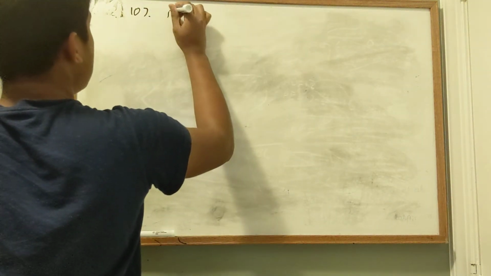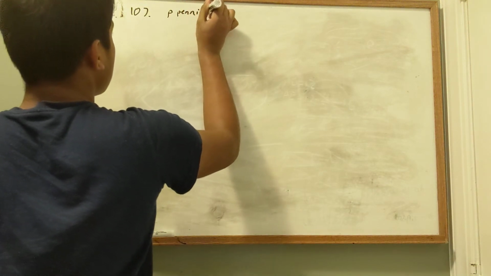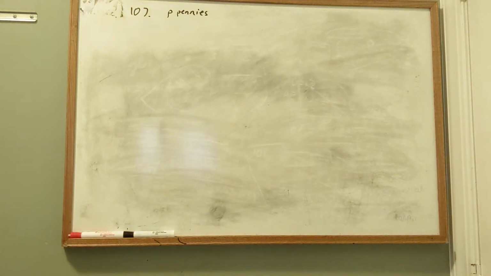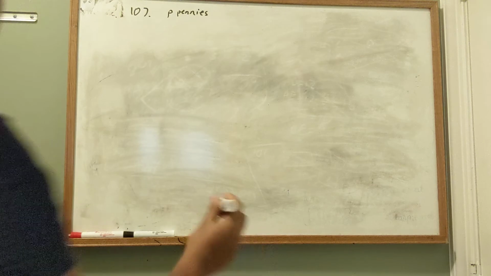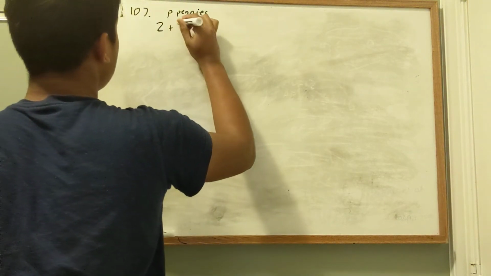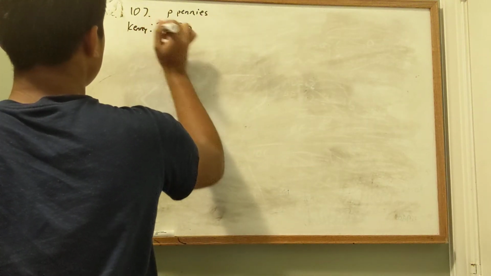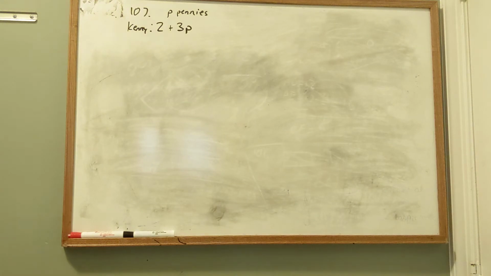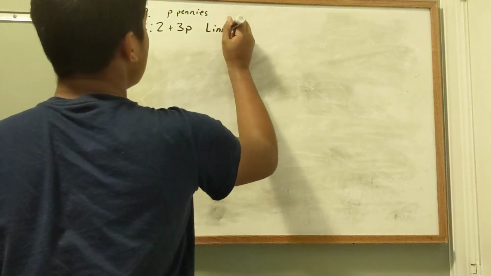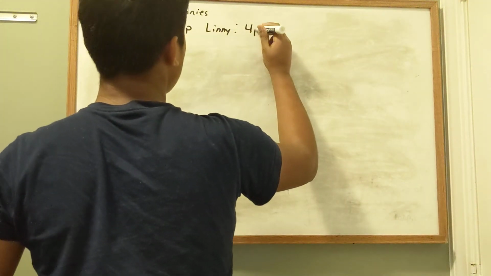107. On March 1st, Kenny and Linny had jars containing the same number of pennies. I'll call that P. So they had P pennies. One month later, Kenny has 2 more than 3 times his original number, so Kenny has 2 more than 3P. And the other person, Linny, has 7 fewer than 4 times her original number: 4P minus 7.